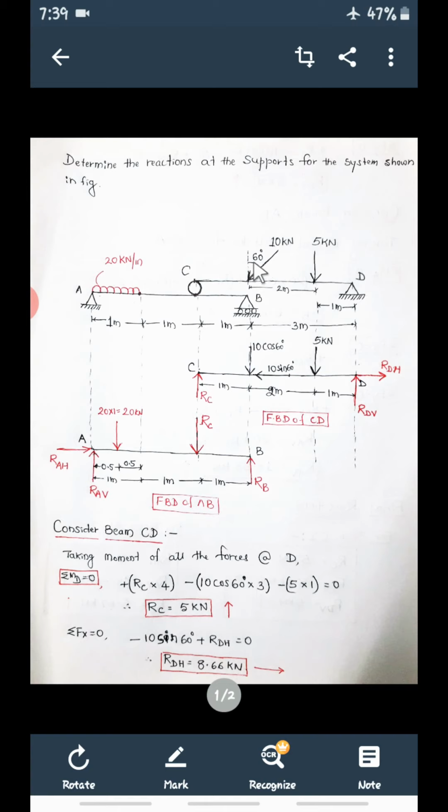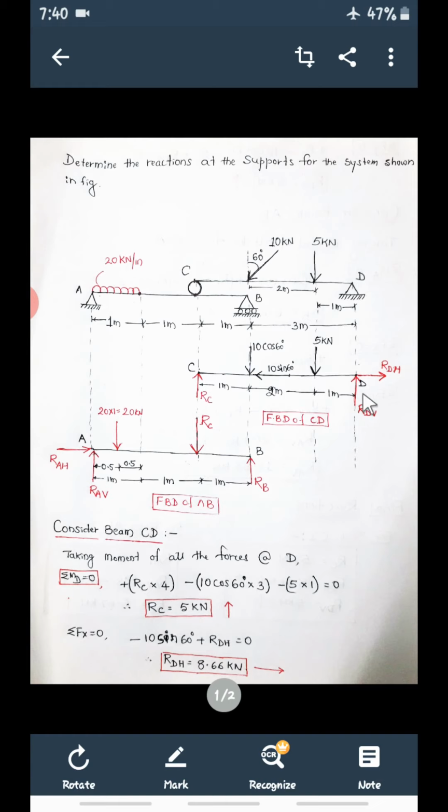With this angle, what is the vertical component of this 10 kilonewton? Now see, 10 cos 60. We are considering this angle. So vertical is 10 cos 60 and the horizontal component of this will be 10 sin 60. Since this angle is given, vertical is 10 cos 60 and horizontal is 10 sin 60. Now again as usual, this point load we have shown as it is, that is 5 kilonewton. Now we have shown the loads.